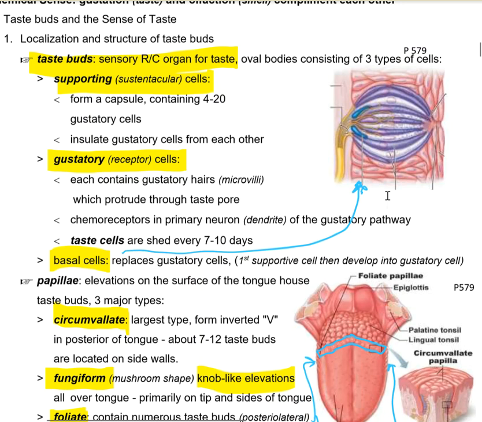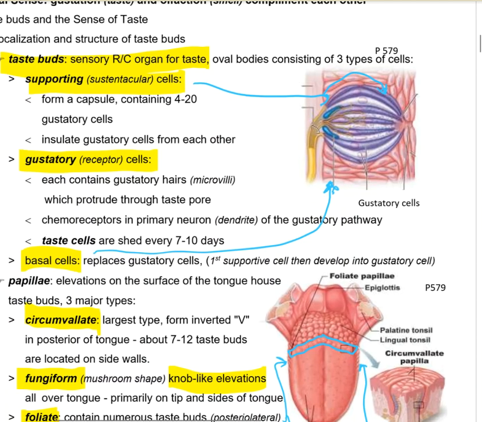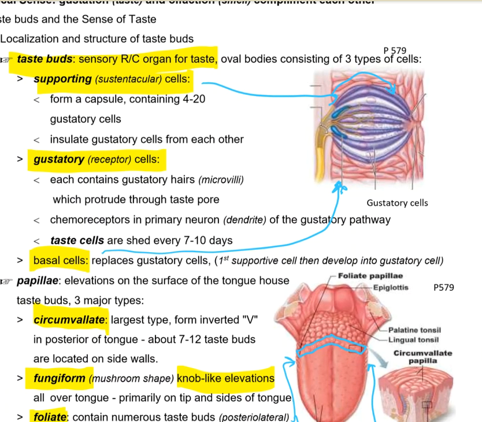Gustatory ones are right here. Excuse me, the basal cells will become gustatory cells, but they also are going to become supporting cells. The supporting cells are these guys right here on the ends and in between some of the cells. They form a capsule, and the capsule has the gustatory cells inside. So they insulate the gustatory cells from each other, separate them, surround them, and support them.